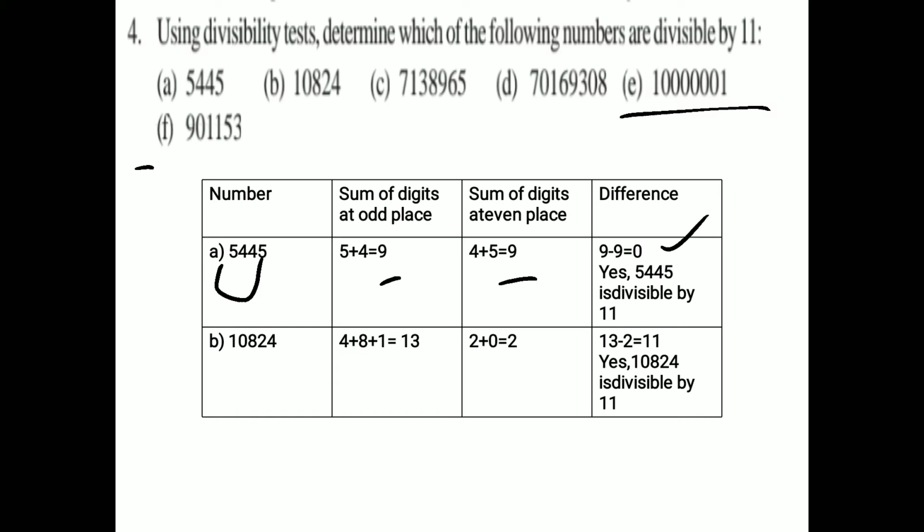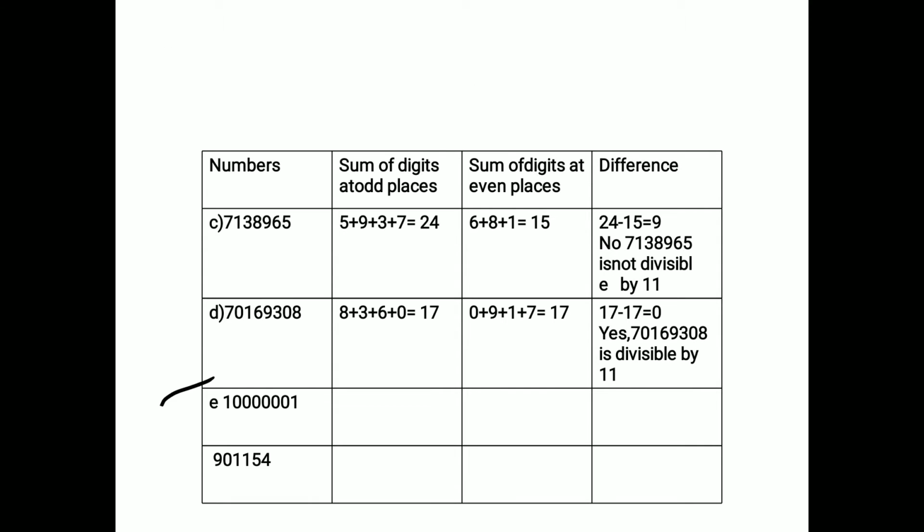Now see B part. In B part I will add 4, 8 and 1, means the numbers which come on odd places, those numbers we add. Answer comes 13. Now even place numbers are 2 and 0. Add them. Answer comes 2. 13 minus 2, 11 comes. 11 comes in the table of 11. So you write yes, this number is divisible by 11. Clear? Similarly we do C and D part. E and F part, students, you do, it's very easy.